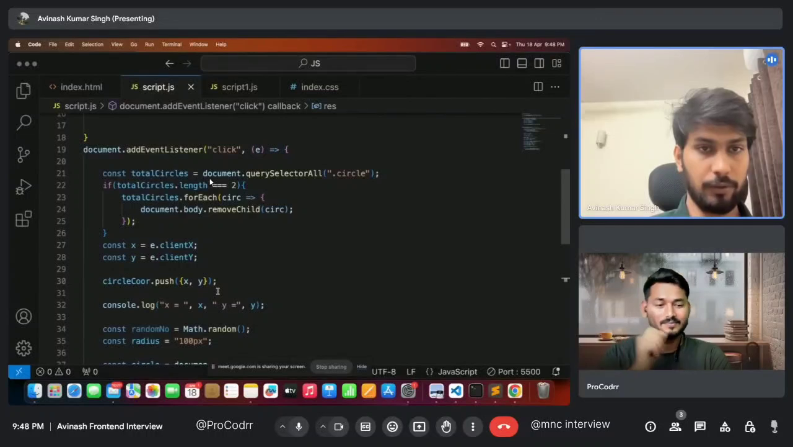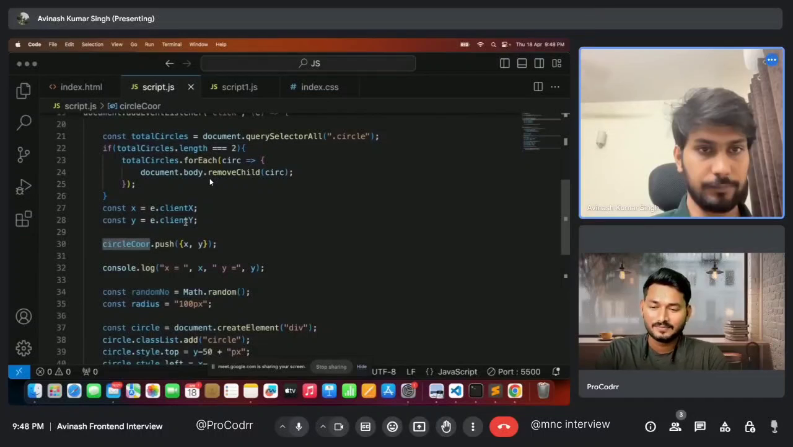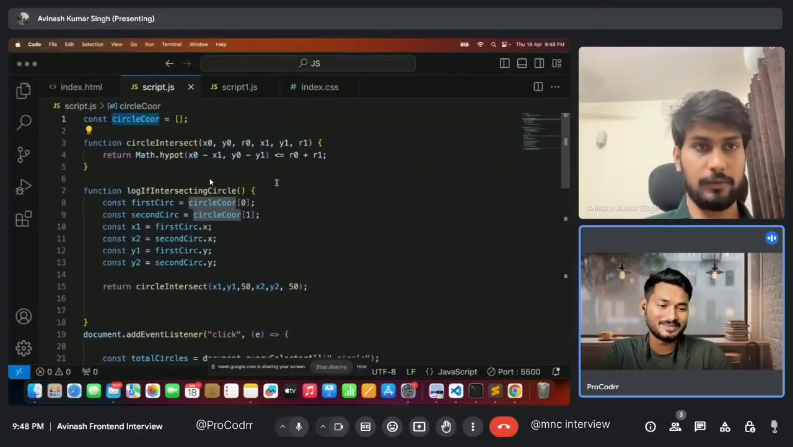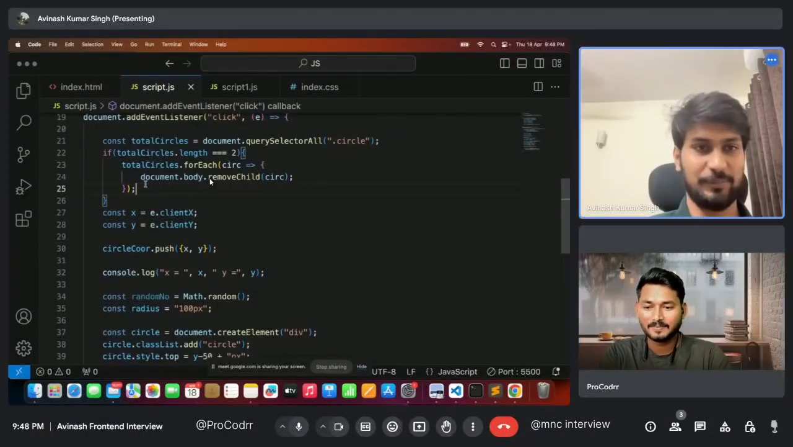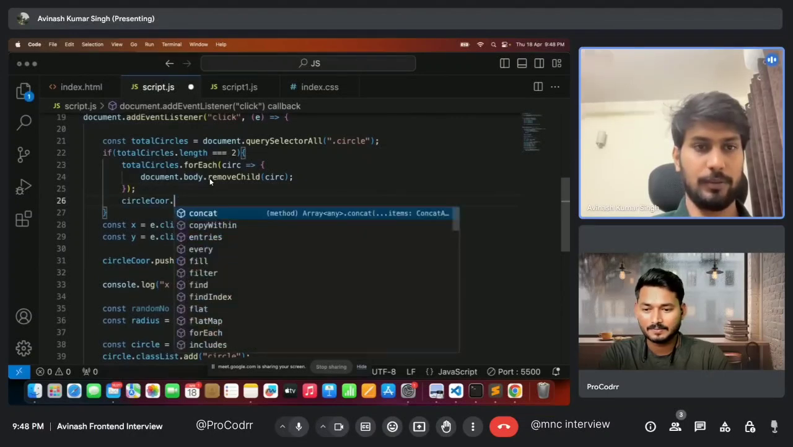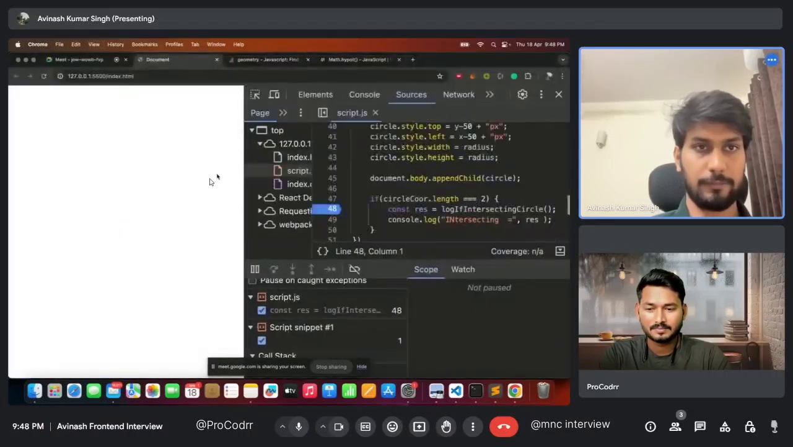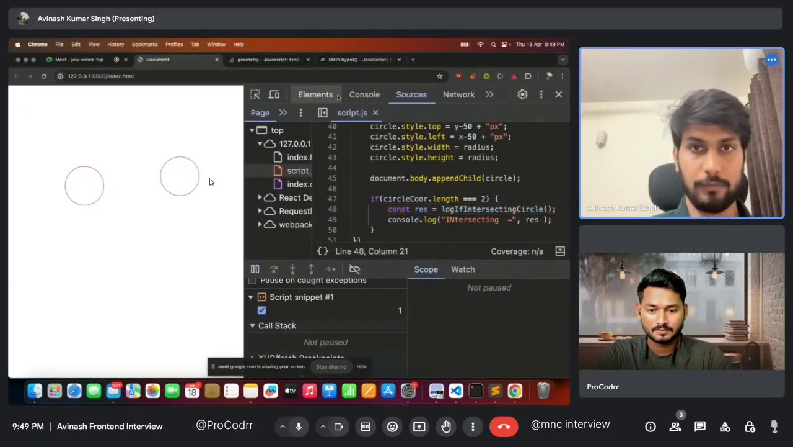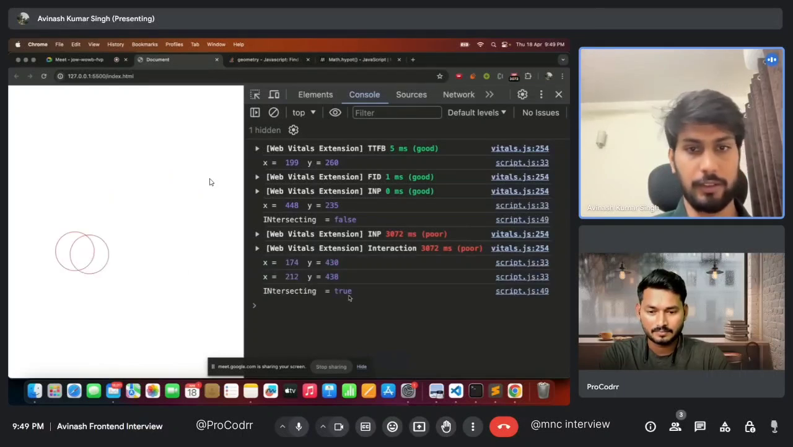While we are removing the child, we should also empty this. The length was increasing to the n number of circles you're creating. So we should just shift it 2 times because we have only 2 elements. Intersecting is false, and if I just click it here, intersecting is true.